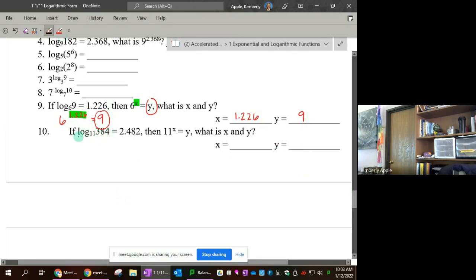Okay. So I'm going to take this logarithmic expression or equation, I'm going to rewrite it. So 11 is the base, 2.482 is the exponent, and the answer is 384. So again, just looking at how these mirror each other, x is 2.482, and so y is here, and so that's this.